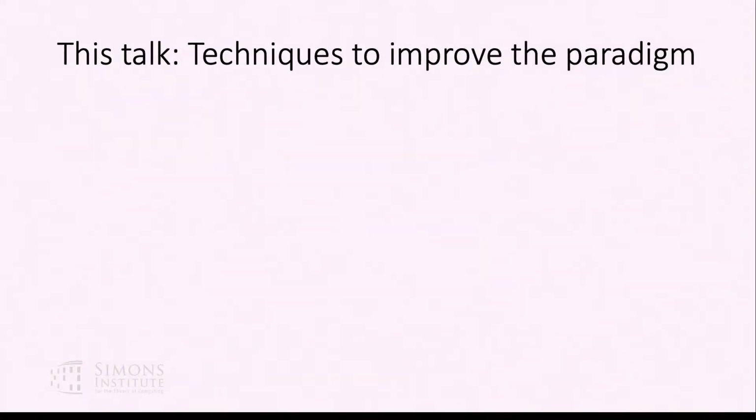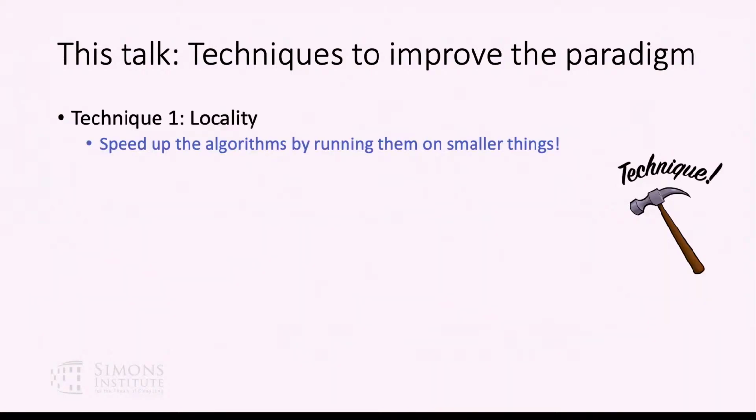So, techniques to improve this paradigm. Here's a list of techniques, and along the way we'll see where they stop working and what the open questions are. The first technique I'm going to talk about is leveraging locality. How can we speed up algorithms by running them on smaller bits? This is going to be real fast because we have a whole 2 hours of locality later, or more, by Elena. So this will just be a teaser.